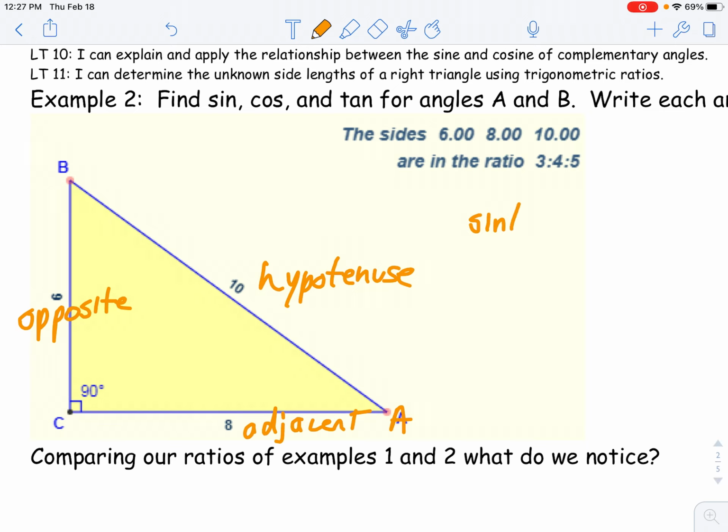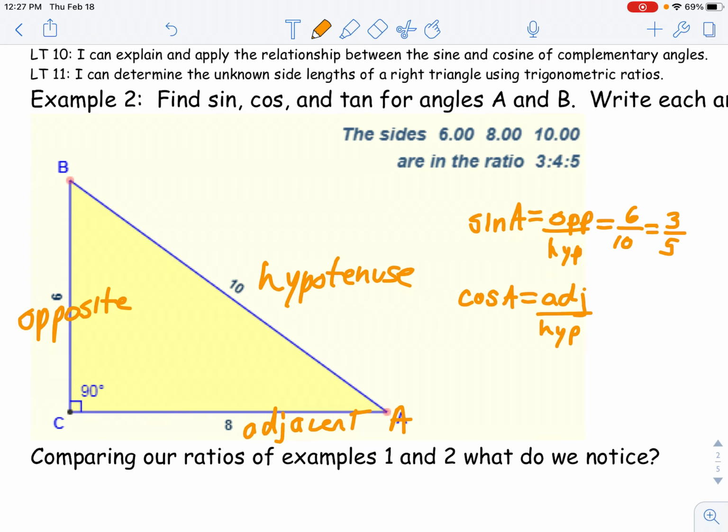All right, and again, incredibly tedious, sine of angle A. That's going to be opposite over hypotenuse, which is going to be 6 over 10. And we're going to reduce 6 over 10 reduces to 3/5. Cosine of angle A is adjacent over hypotenuse. Adjacent is 8, hypotenuse is 10. 4/5.